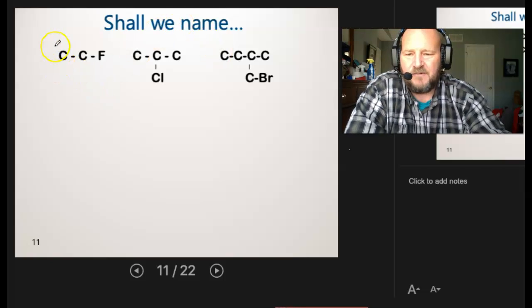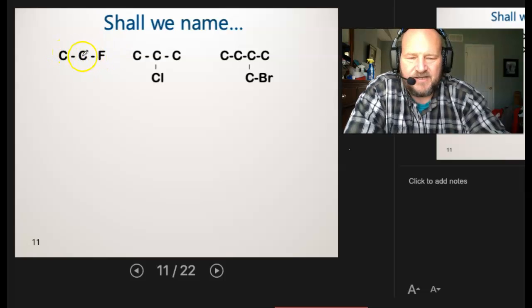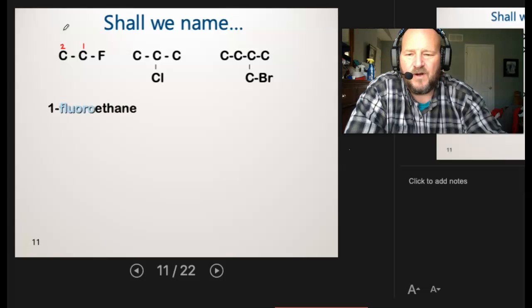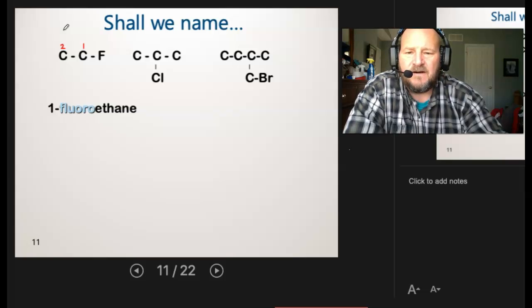What does that become? Well, we have 2 carbons in a chain, so our longest chain is 2. That's going to be ethane. The fluorine is connected to the one end, so we're going to count from this side. This is going to be 1, this is going to be 2, and so this becomes 1-fluoroethane. All right, how about the second one?